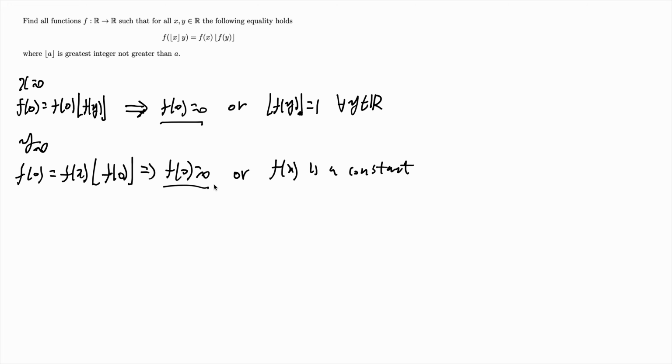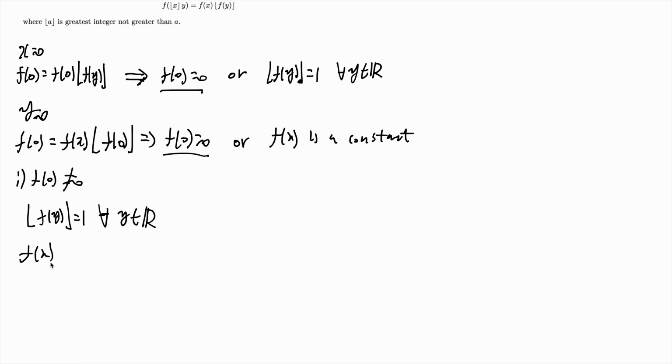Notice that we could actually divide our cases. The first one would be when f of 0 is not equal to 0. If f of 0 is not equal to 0, then we will have f of x plus 1 for all x, like this. We also know that f of x is a constant, so let's say it's equal to c.